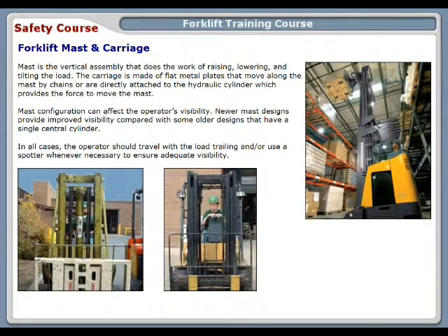The forklift mast is the vertical assembly that does the work of raising, lowering, and tilting the load. The carriage is made of a flat metal plate that moves along the mast by chains or is directly attached to the hydraulic cylinder, which provides the force to move the mast. Mast configuration can affect the operator's visibility. Newer mast designs provide improved visibility compared with older designs that have a single central cylinder. In all cases, the operator should travel with the load trailing and/or use a spotter whenever necessary to ensure adequate visibility.